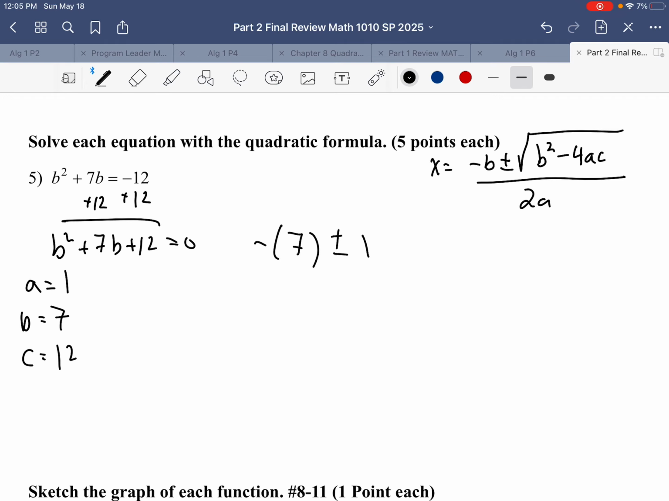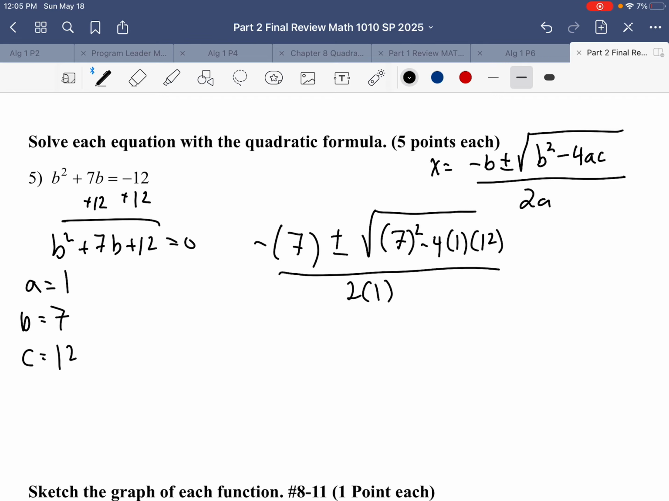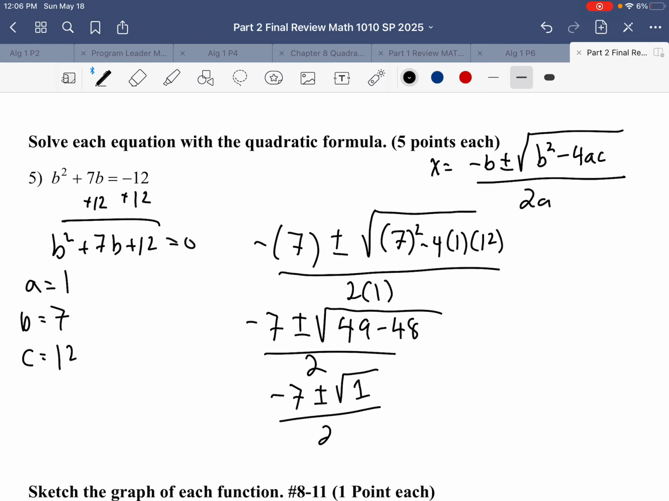opposite 7 plus or minus the square root of 7 squared minus 4 times 1 times 12 all over 2 times 1. This looks like negative 7 plus or minus the square root of 49 minus 48 all over 2. So 49 minus 48 is 1. Because I get a positive number, right? We just basically found the discriminant in here. When it's a positive number, I'm going to get 2 solutions.